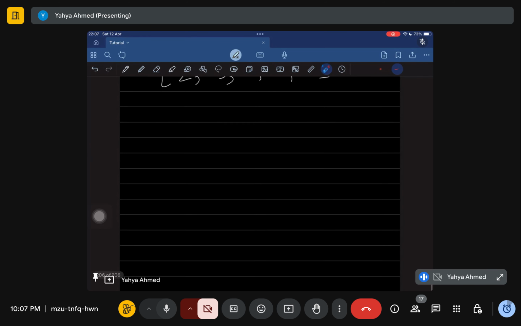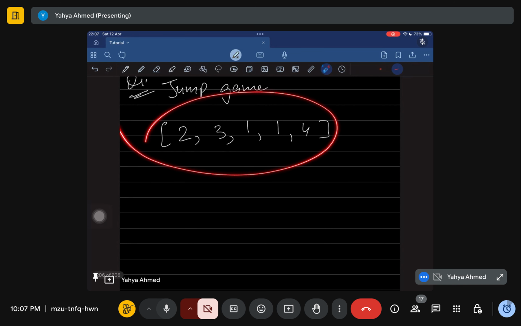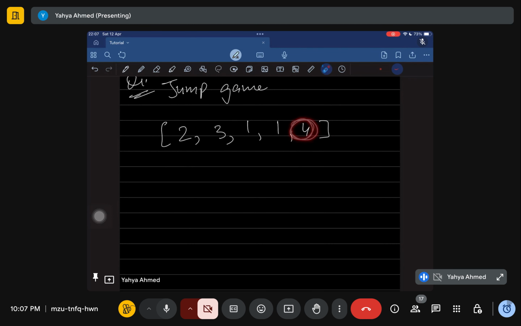So yeah. Let's think backwards. Let's say the answer to this array was true. Then standing at the last index, if I can actually finish this game, that means I can stand at the last index, right?